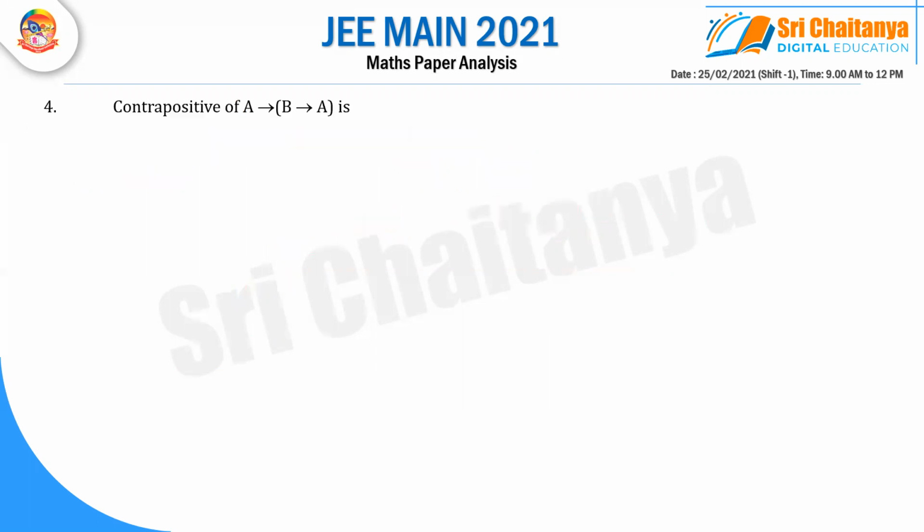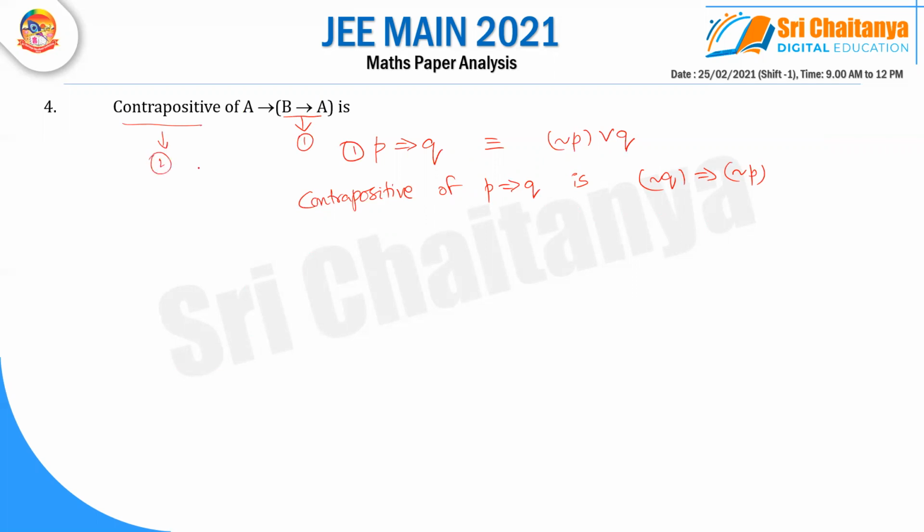Similarly, next, contrapositive. Here we are going to use the basic definitions. One: P implies Q is equivalent to negation P or Q. Second: the contrapositive of P implies Q is negation Q implies negation P. These are the standard definitions you need to remember. So just write this. The first point I have said is very important and you will be applying it in this question. For the word contrapositive, you use the second one. So you can get the answer.